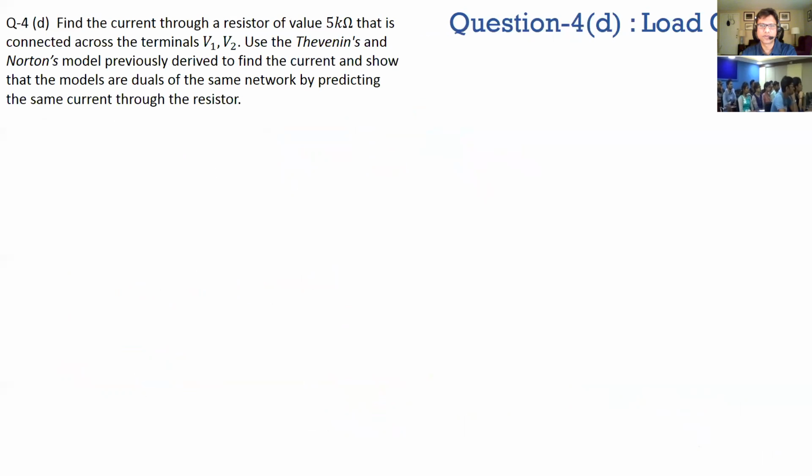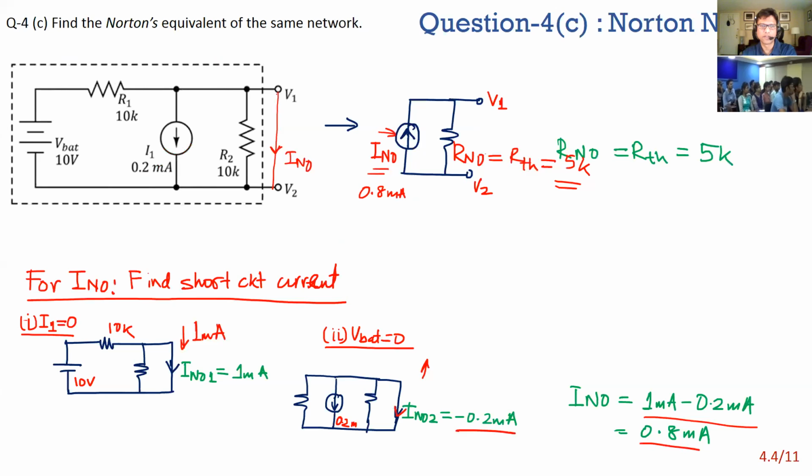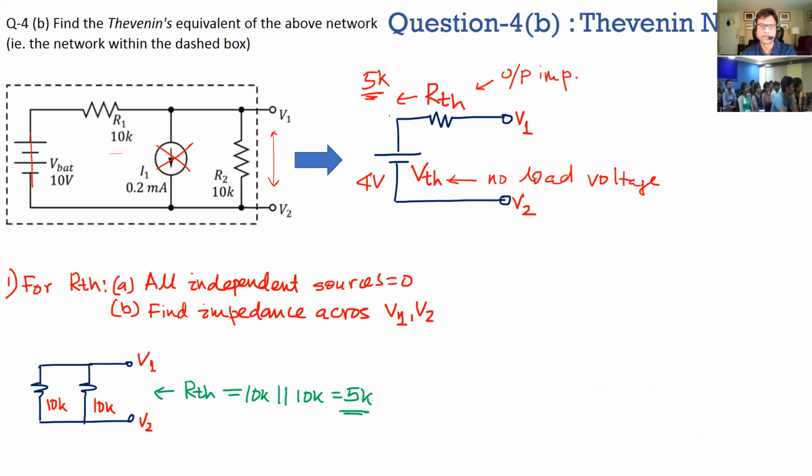And this was just showing that both this Norton equivalent and the Thevenin's are actually duals. What I mean by dual is, if you take this and use it in any circuit, you should get exactly the same result. The Norton should not give you a different result than your Thevenin's.